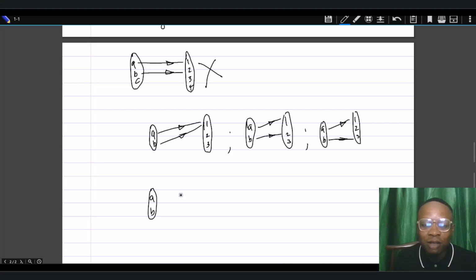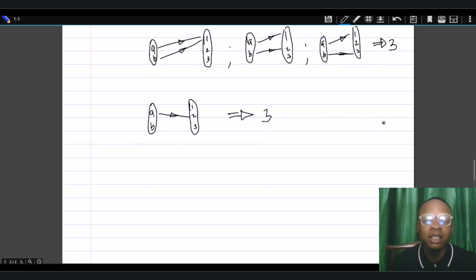A can also be mapped to 2, for instance. So if you map A to 2, then we'll have something like this, 2 and 3. So we can have this mapped to 2. If it is mapped to 2, then for B again we have different options. We can map B to 1, we can map B to 2, we can map B to 3. So altogether for this situation where A is mapped to 2, we can have up to 3 different functions. Just as we had it here, we could have up to 3 different functions here.